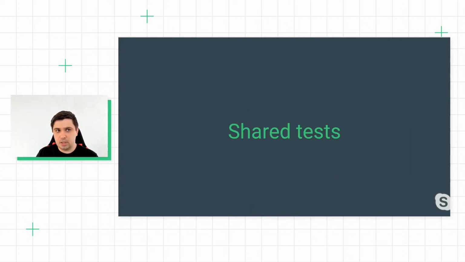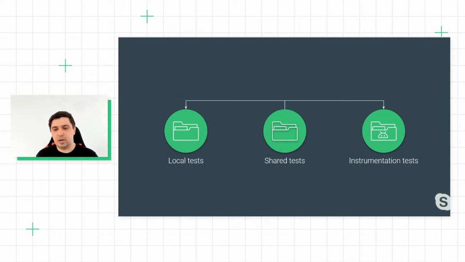So, as I told at the beginning, local and instrumentation tests can run UI tests. So let's try to create a shared source of our UI tests. Our idea is to store all our tests inside one place and later on have the possibility to run these tests as local or instrumentation tests.